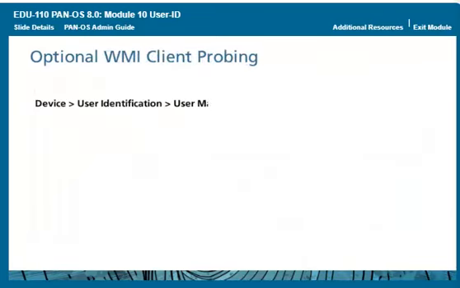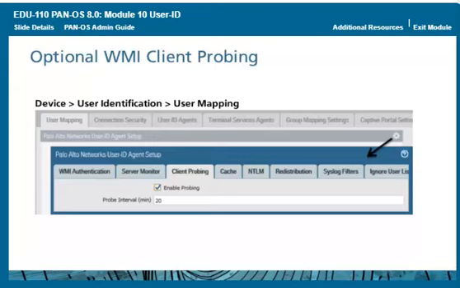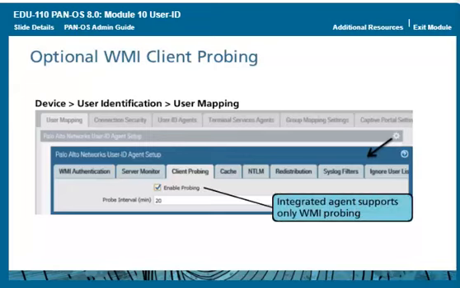You can enable the integrated agent to perform WMI probing for each client system that the user mapping process identifies. The integrated agent periodically probes each learned IP address to verify that the same user is still logged in. When a firewall encounters an IP address for which it has no user mapping, it sends the address to the integrated agent for an immediate probe.